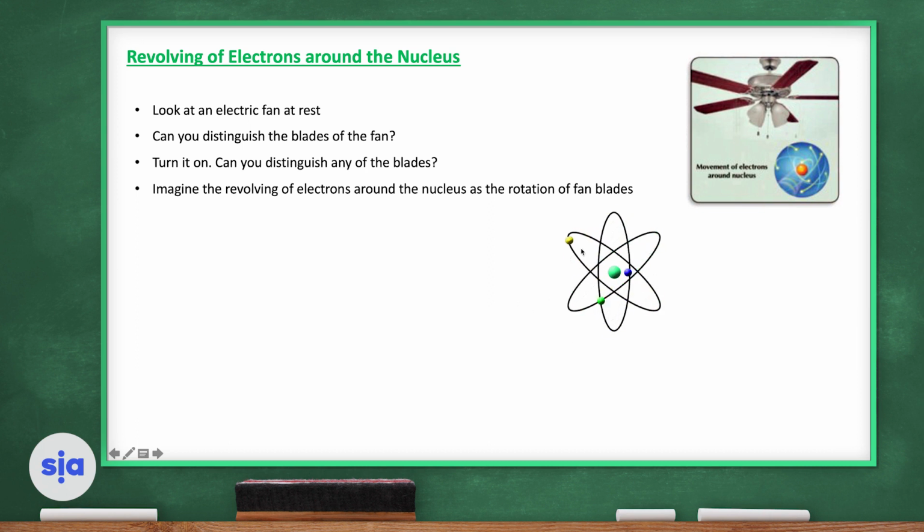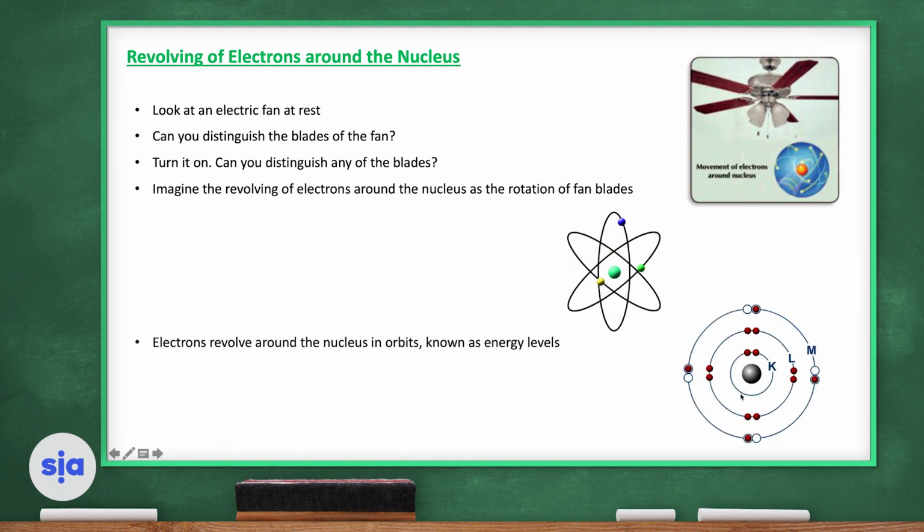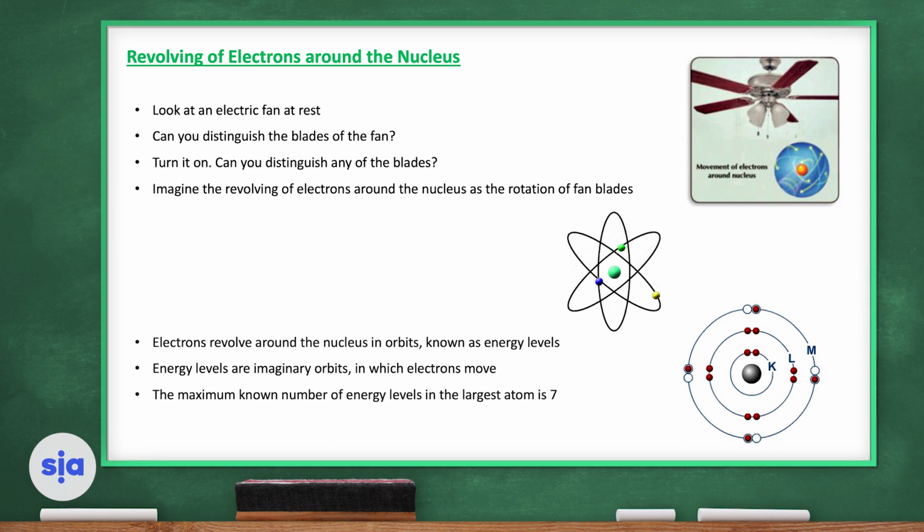Like this picture, the electrons are revolving around the nucleus at the center of the atom. These orbits are called energy levels. So electrons revolve around the nucleus in energy levels. The energy levels are imaginary orbits. They are not real. And the maximum known number of energy levels in the largest atom is 7.